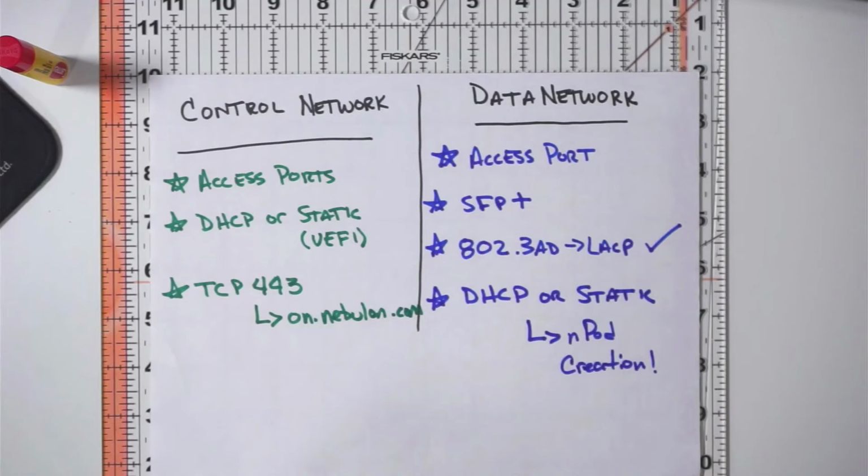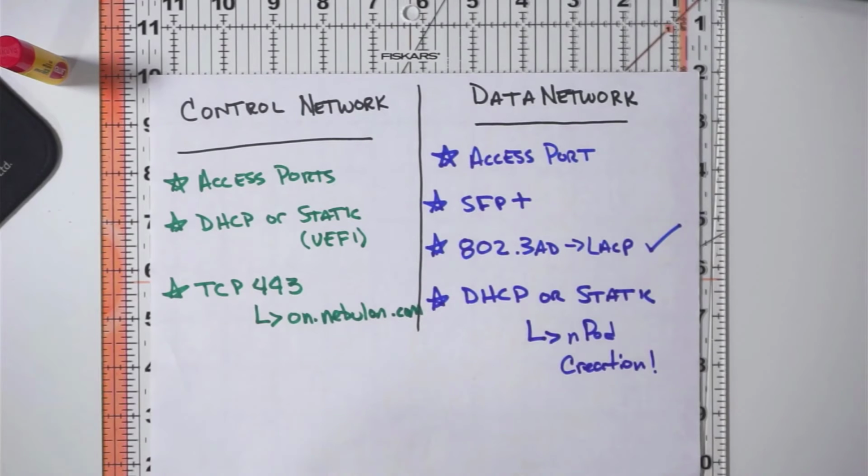A few quick items to note specific to the control and data interfaces. The control network ports on the switch should be configured in access mode. The control interface supports both DHCP or static IP address assignment. If you'd like to configure the control interface with static IP address assignment, you would utilize the server UEFI. Firewalls will require TCP 443 outbound to on.nebulon.com.